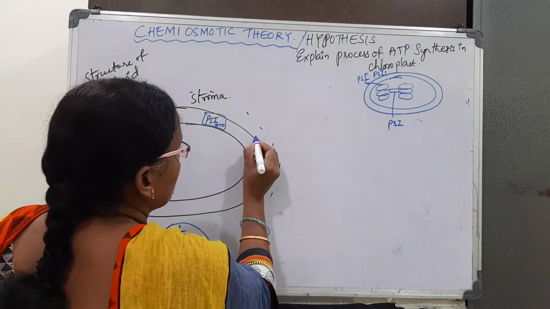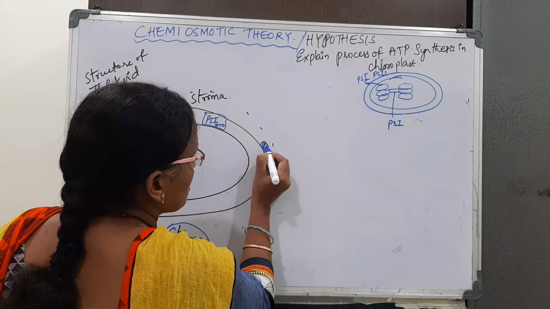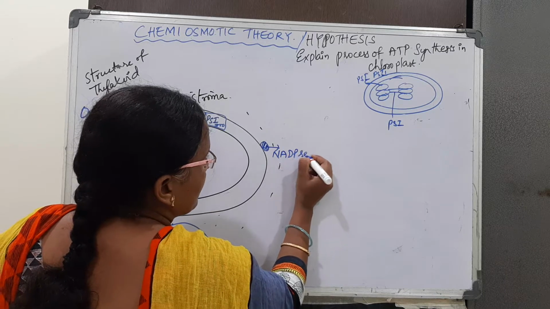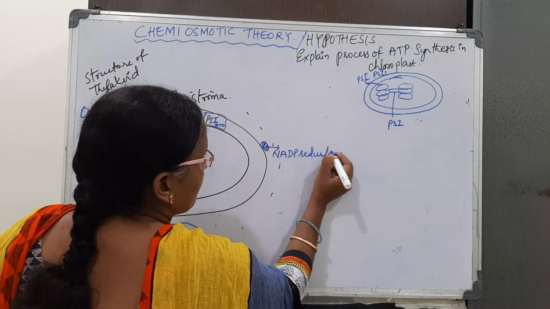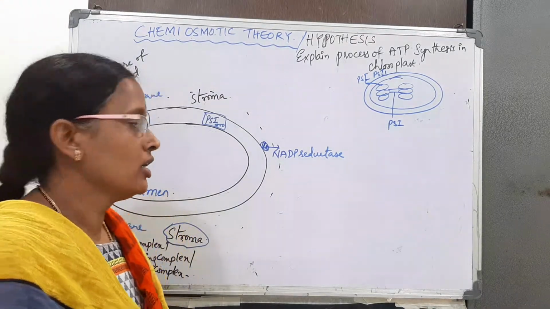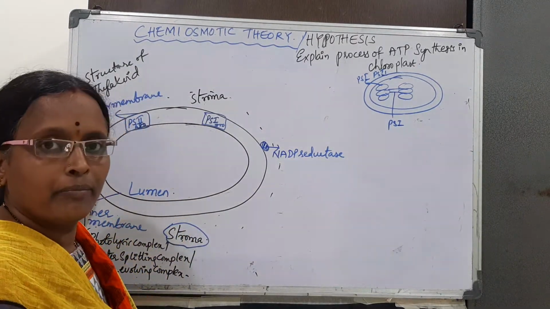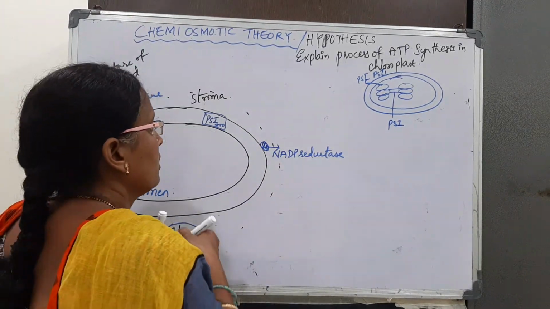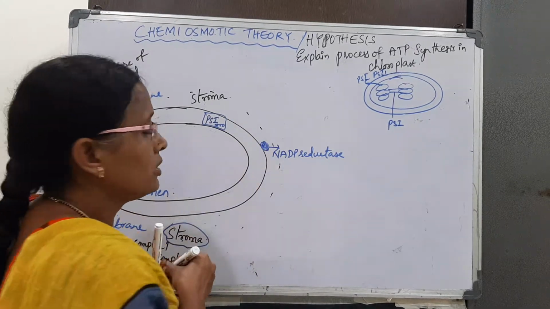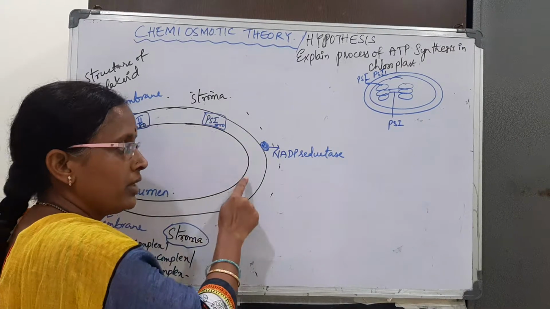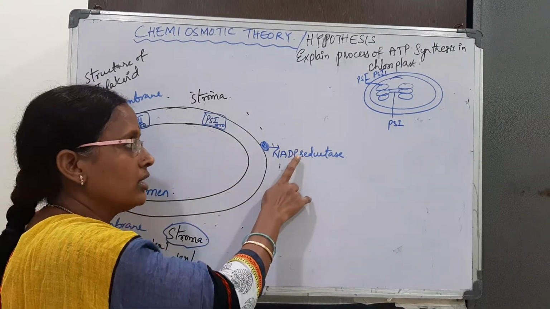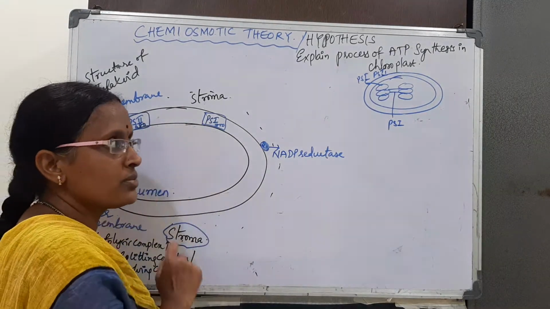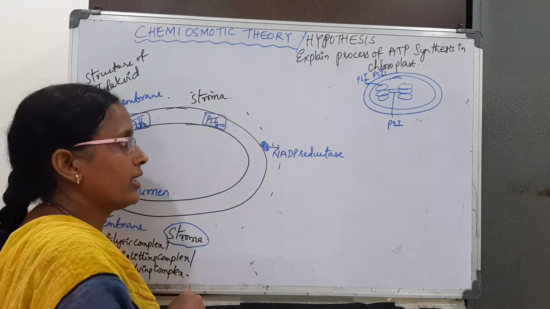And outside there is an enzyme present. What is the name of the enzyme? NADP reductase. So inside there is a water splitting complex present, and outside NADP reductase is present. So this is the structure of thylakoid. Outer membrane, inner membrane, outer membrane having the NADP reductase. Inside, photolysis complex is present, and two photosystems are present in the thylakoid membrane.